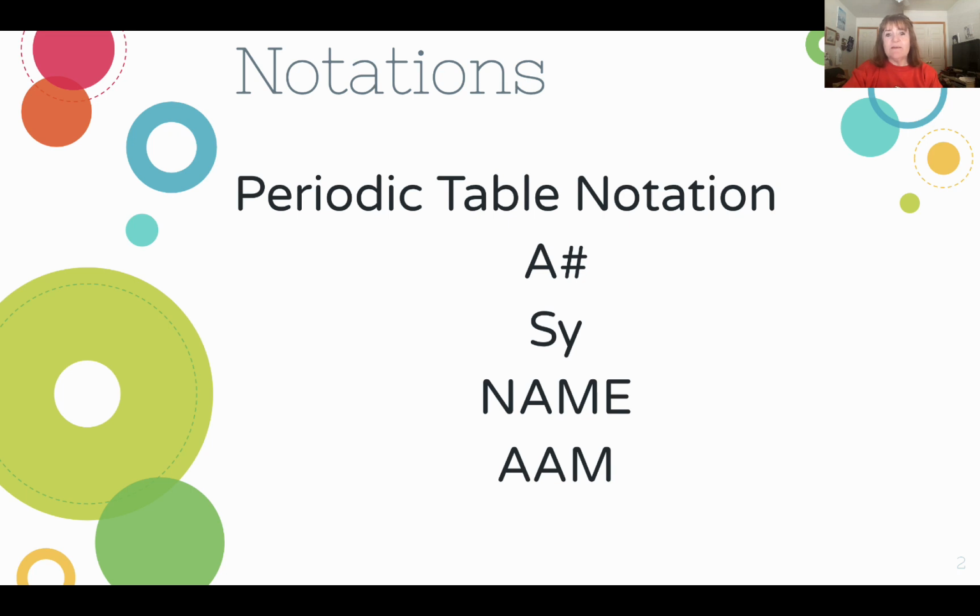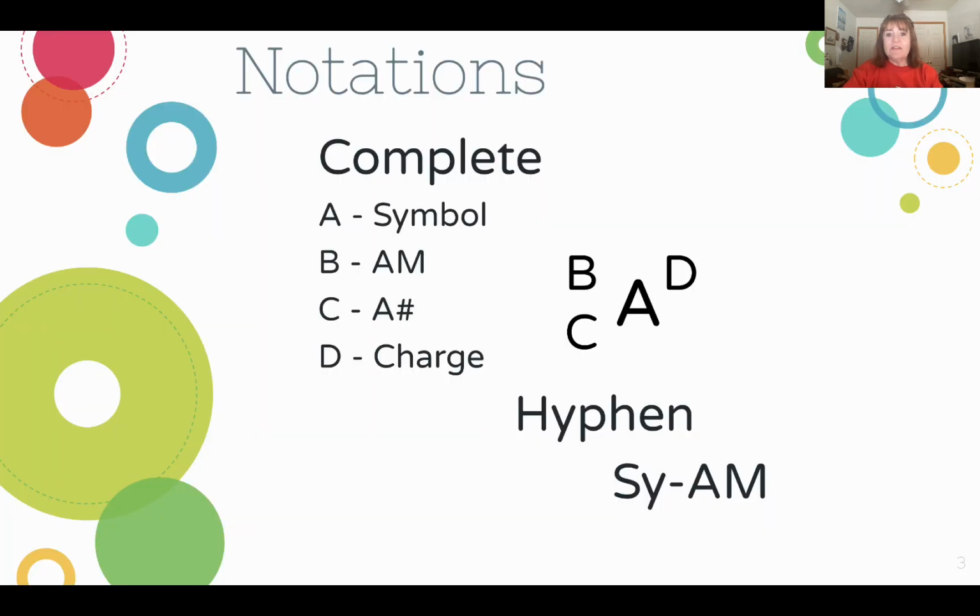First you have periodic table notation, in which you're given the atomic number, the symbol, the name, and the average atomic mass. Your other two notations are complete notation, where it is read the symbol, the atomic mass, the atomic number, and the charge in the order of A, B, C, D. And then you have hyphen notation that is just the symbol and the atomic mass.